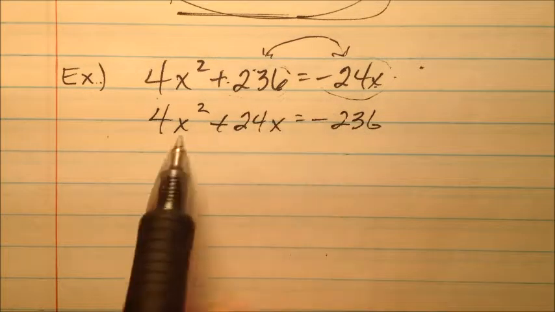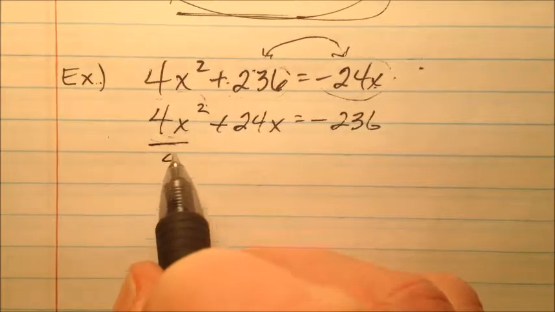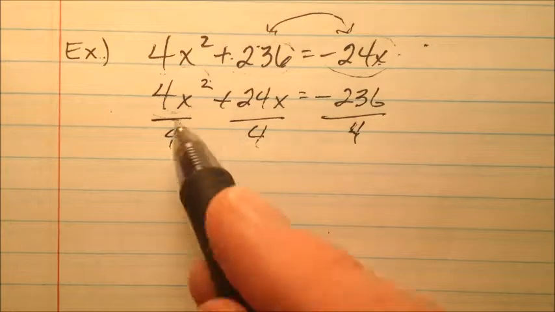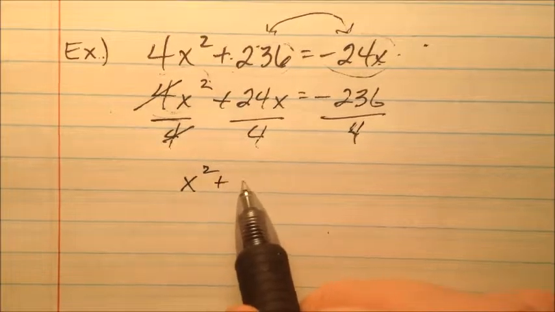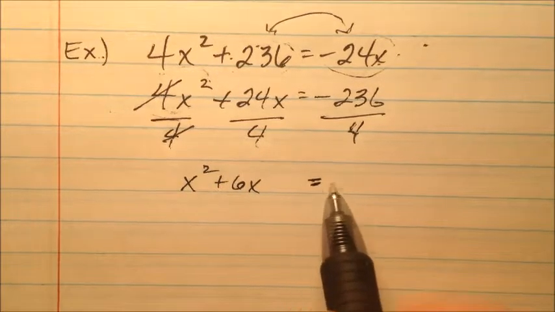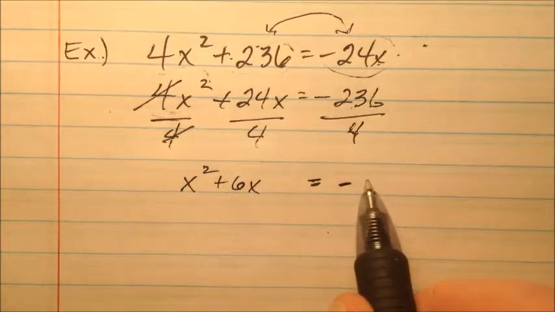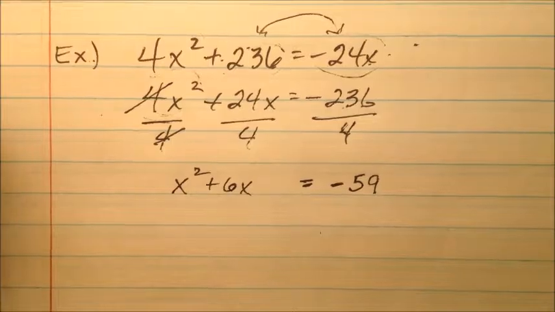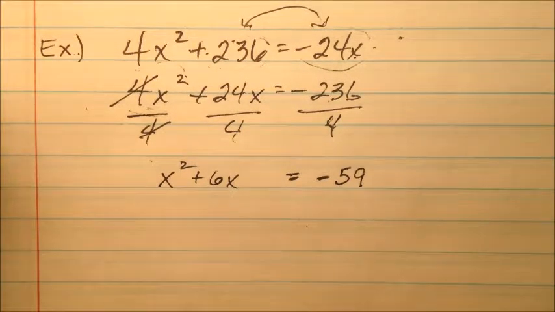I notice in this step that my x squared term is not alone. It's got this 4. So I'm going to divide every term by 4. So my quadratic term is all by itself. So x squared plus 6x, we'll leave a space right there. And negative 236 divided by 4 will be negative, what do we think? Negative 59, I think. So we're ripe and set up to complete the square.